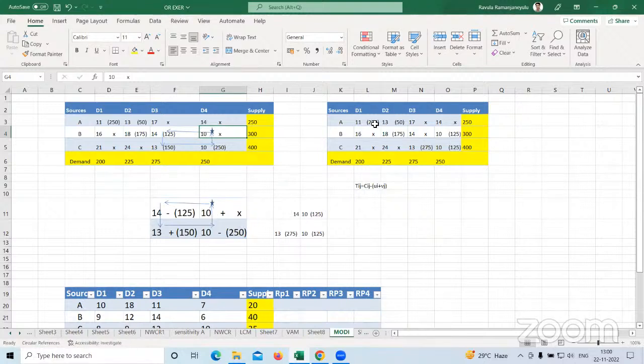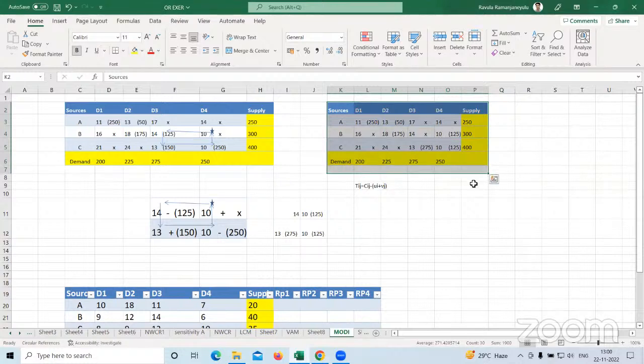So the new transportation occupied cells becomes like this. You can see in the right side. This is what the new occupied cells cost.